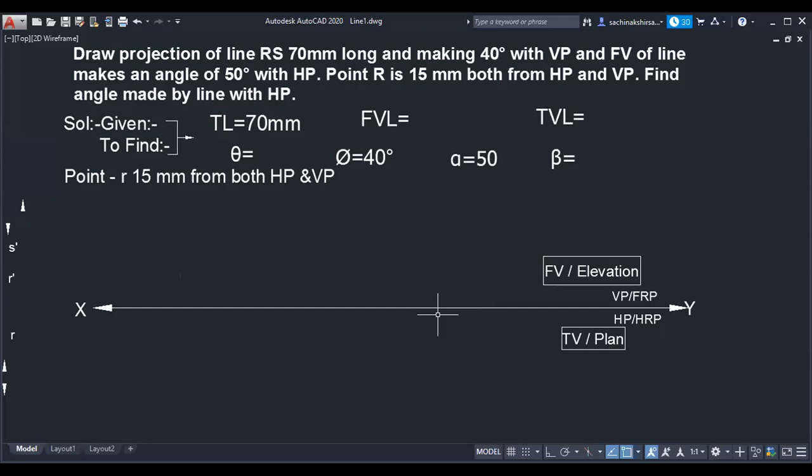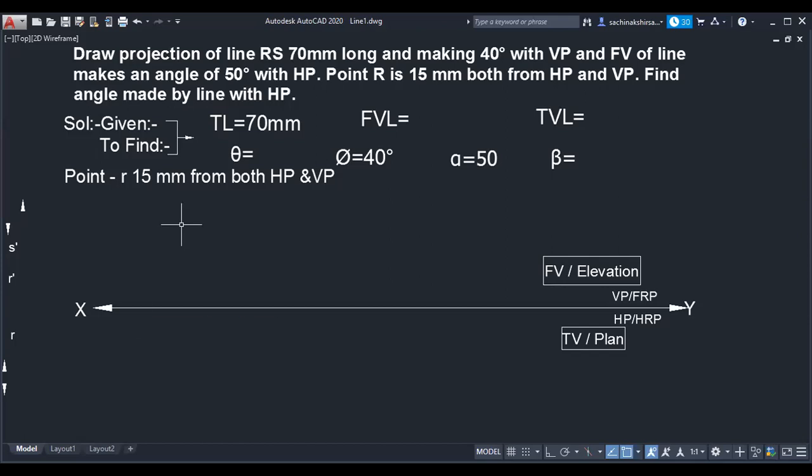Still we have just written the given things, and we have shown just a reference line, planes and views, nothing else. The location of point R is given, so from that we can start. Point R we have to locate first. How much distance do I have to take from the XY line above HP? 15 mm.